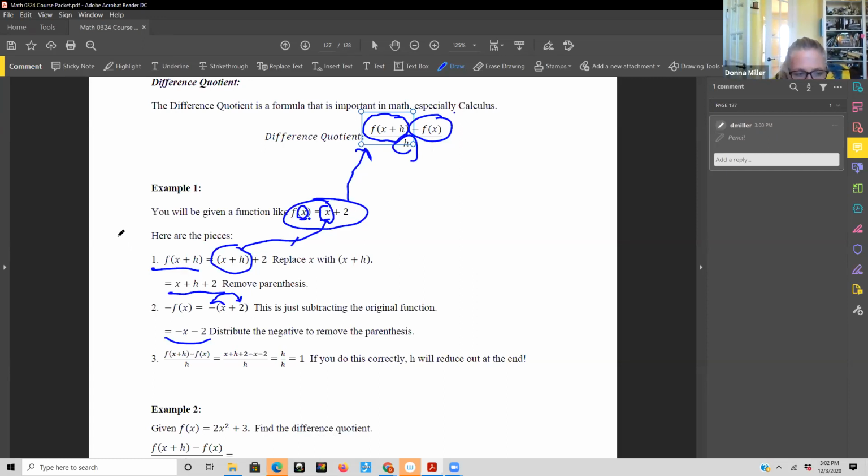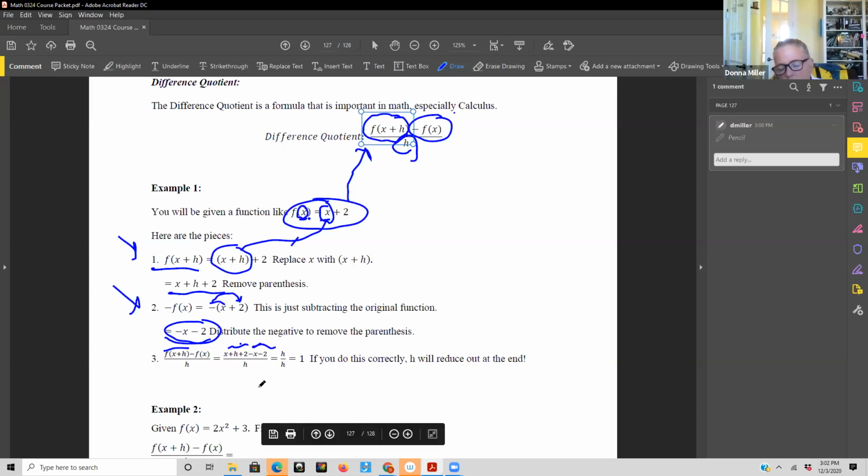And once I have these two things, my third step is to plug it into the difference quotient and simplify it algebraically. I know that f of x plus h, I've simplified it. It's x plus h plus 2. All right, that's your f of x plus h. And then I'm going to do plus negative x. So I'm adding this on top, right here, and I'm dividing it by h.